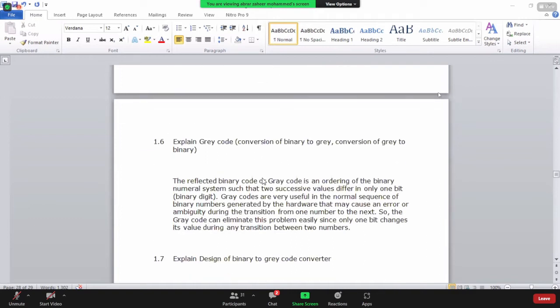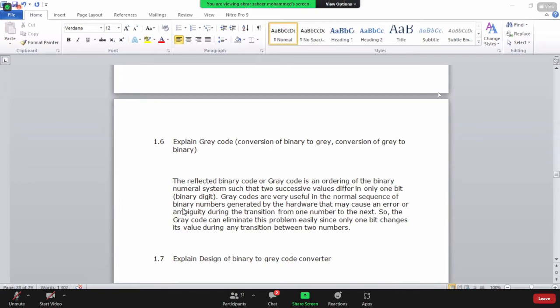Next, what is the gray code, and how to convert binary to gray and gray to binary. Gray codes are also known as reflected binary codes. A reflected binary code, or gray code, is an ordering of the binary number system such that two successive values differ in only one bit position. So two gray codes differ by one bit position.